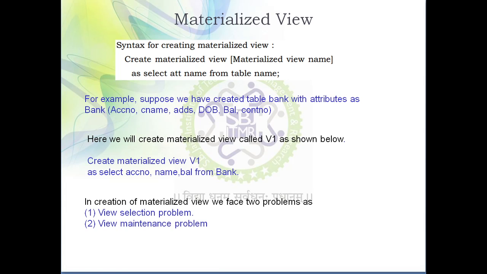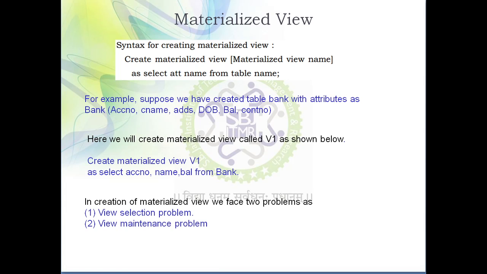So in this case there can be an issue: the view selection problem. You need to select an appropriate view to materialize, because a materialized view requires space to store that particular data. So this is the first issue faced by a materialized view: the selection problem. The second issue is the view maintenance problem.